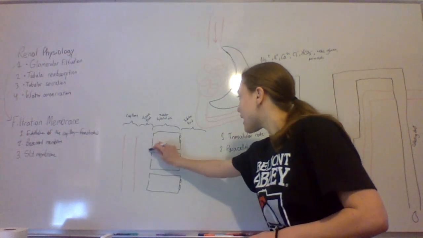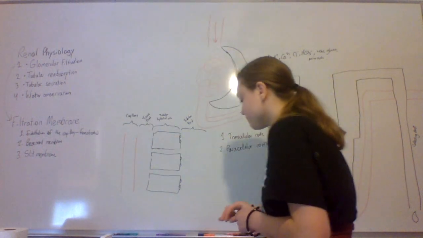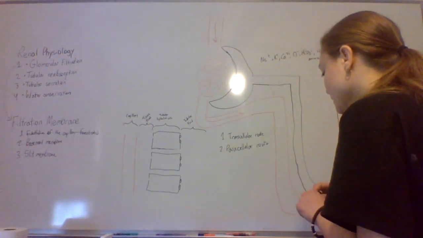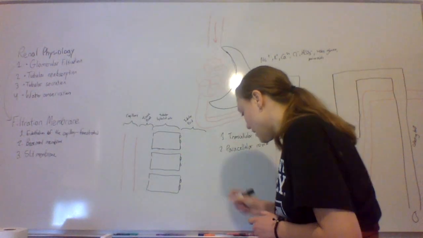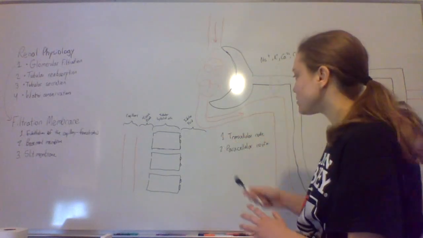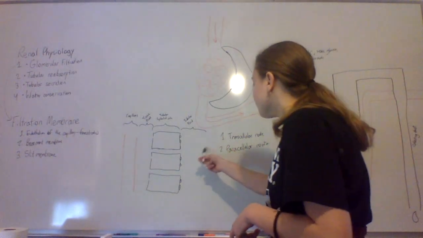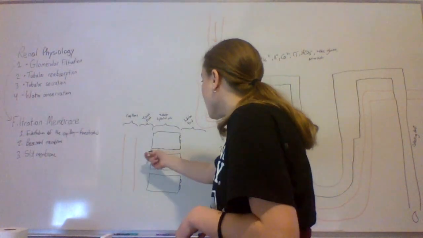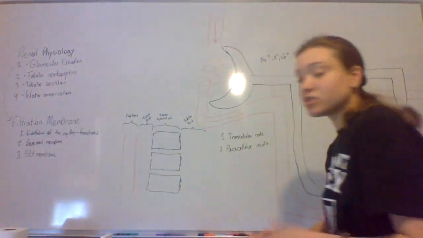You see these little gaps there? Oops, I just erased part of the cell. Alrighty, anywho, that is when things go between the gaps in the cell. And water can leak through the gaps, and it takes dissolved substances with it. That's kind of like osmosis. If you remember, water comes out, the dissolved substances come with it, and that is called solvent drag.